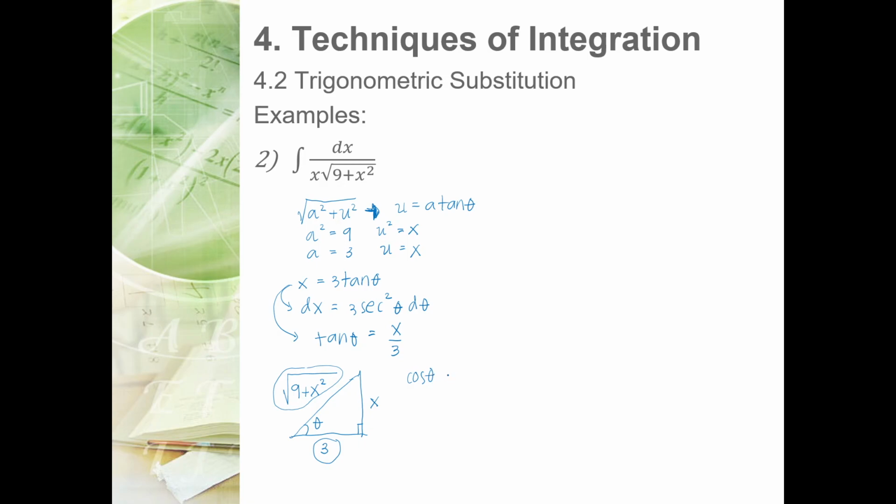Cosine theta is equal to 3 all over the square root of 9 plus x squared. So rearranging by isolating the radical expression, this gives us 3 all over cosine theta, or in other terms, 3 secant theta.